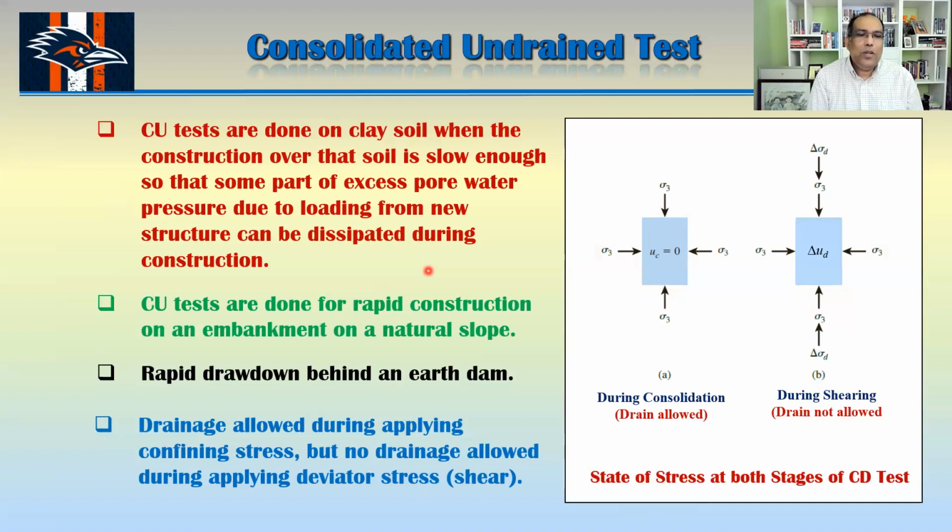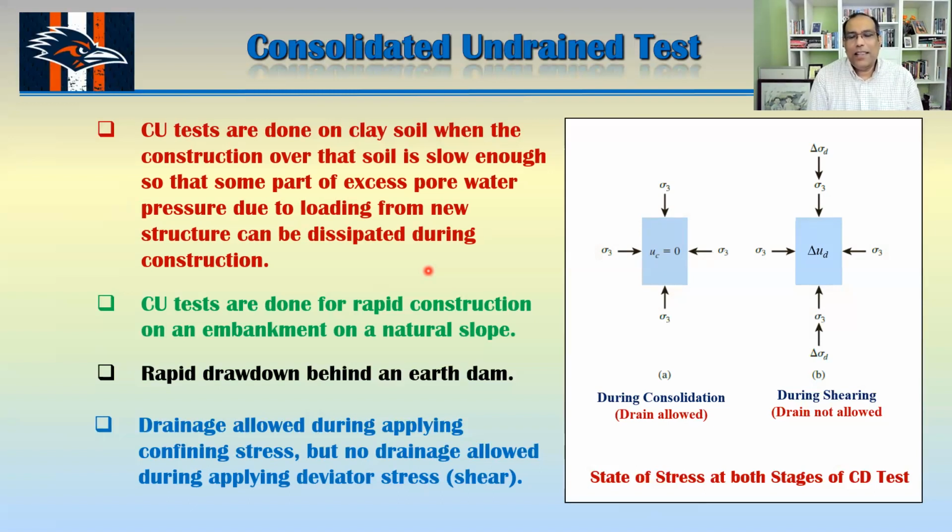And then the CU test is also done for rapid construction of an embankment on a natural slope, and rapid drawdown behind an earth dam. We'll talk about that in the future. Just try to remember that in the rapid drawdown case we use CU values. And drainage is allowed while applying confining stress, but no drainage is allowed while applying deviator stress.